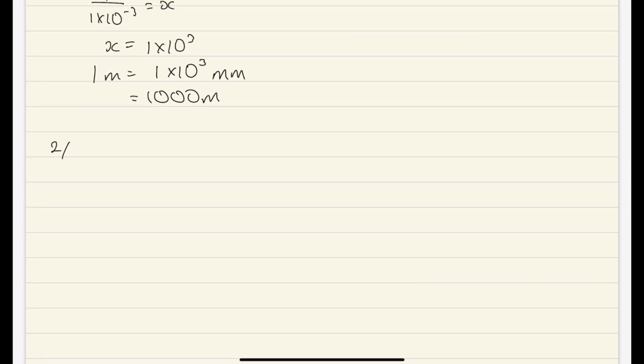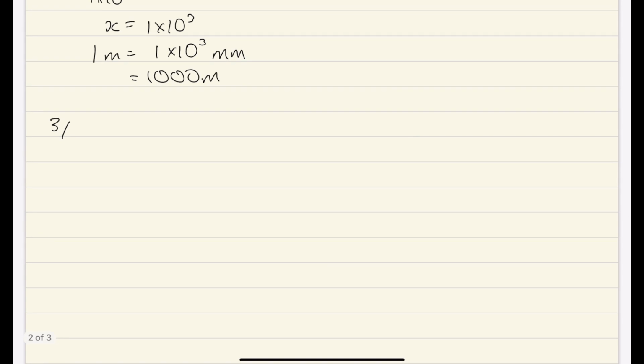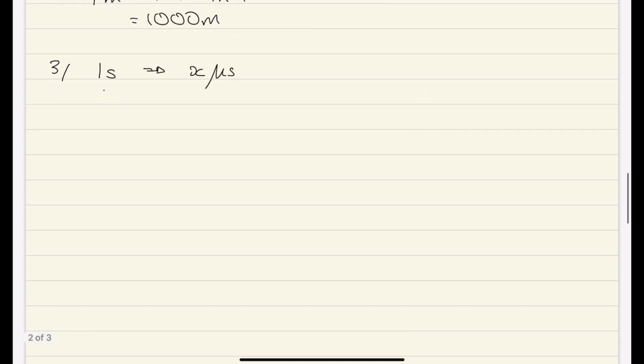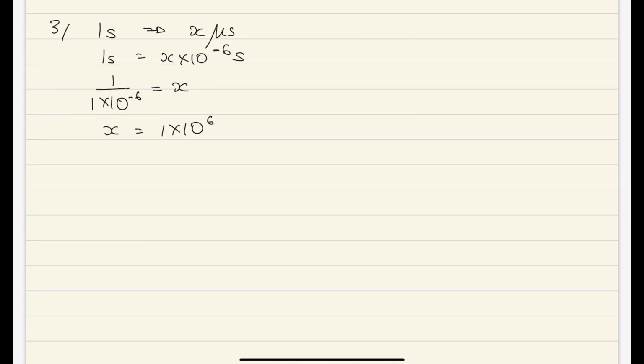Question 3. How many microseconds are there in 1 second? So I've got 1 second and I want to convert it into microseconds. Same thing as before. 1 microsecond is 1 times 10 to the power of minus 6 seconds. So 1 over 1 times 10 to the power of minus 6 is equal to x. X becomes 1 times 10 to the power of 6. And so 1 second is the same as 1 times 10 to the power of 6 microseconds, or 1,000,000 microseconds.